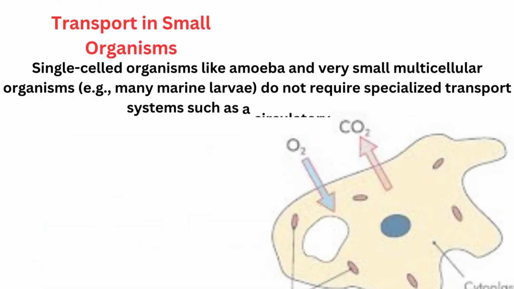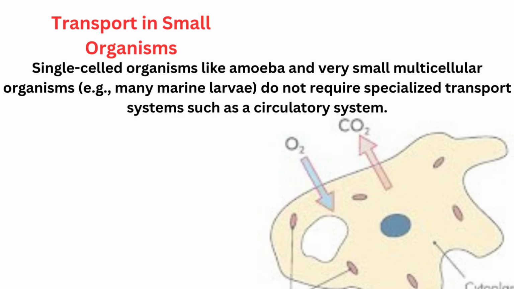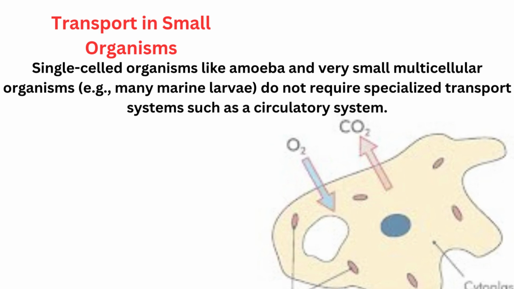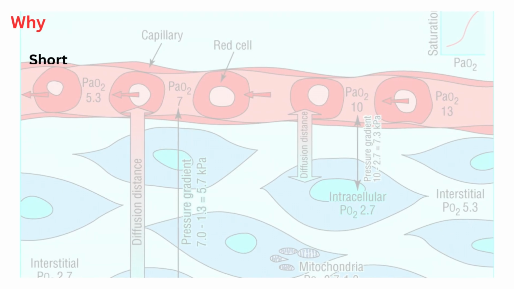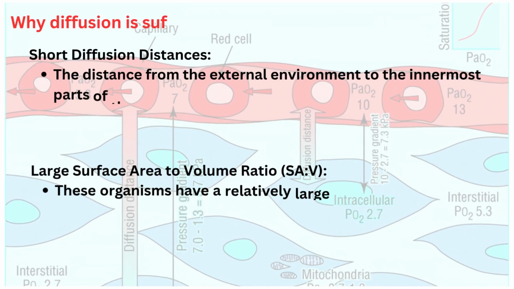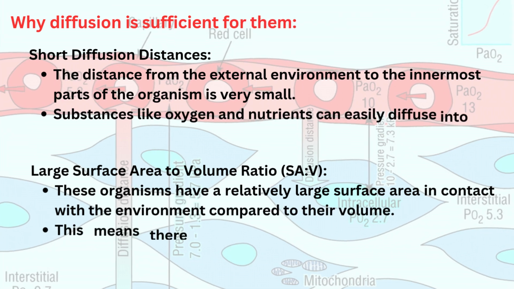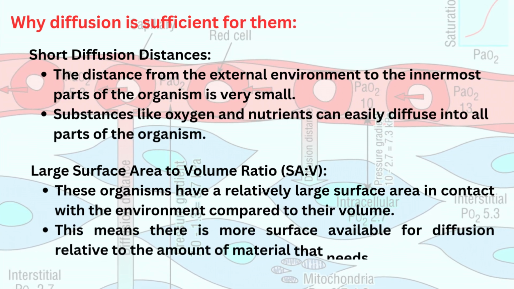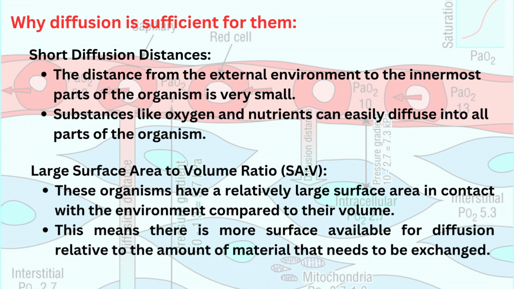Transport in small organisms. Single-celled organisms like amoeba and very small multicellular organisms, for example many marine larvae, do not require specialized transport systems such as a circulatory system. Why is diffusion sufficient for them? Short diffusion distances. The distance from the external environment to the innermost parts of the organism is very small. Substances like oxygen and nutrients can easily diffuse into all parts of the organism.